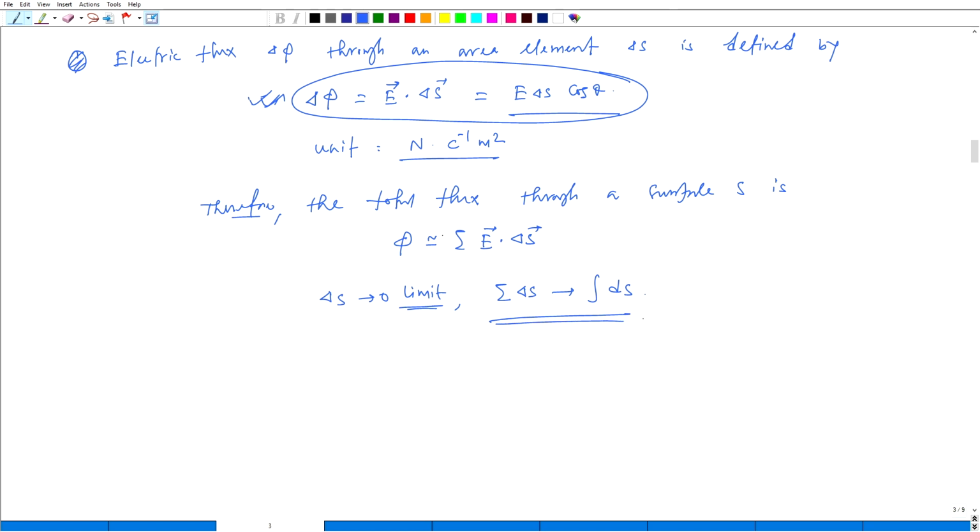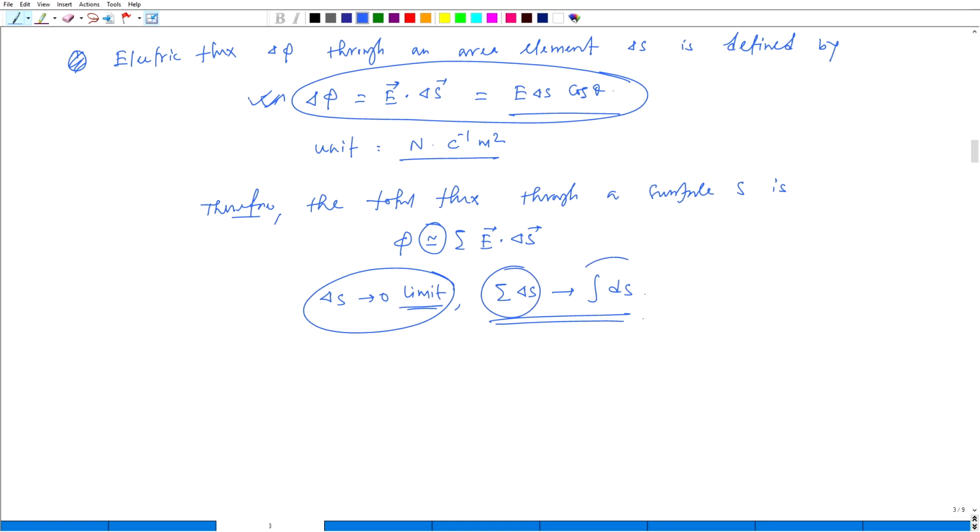Why do we use the approximate sign here? Since we consider the electric field to be constant over the small area element delta S, but this is not true. In the limit delta S tends to 0, the electric field is consistently constant. So that is why we consider the delta S tends to 0 limit at the end, and then the sum becomes an integral. In the next class we will consider a sphere and calculate the electric flux passing through this sphere.